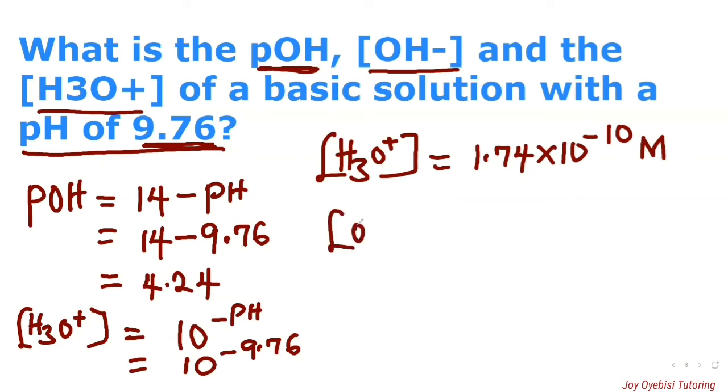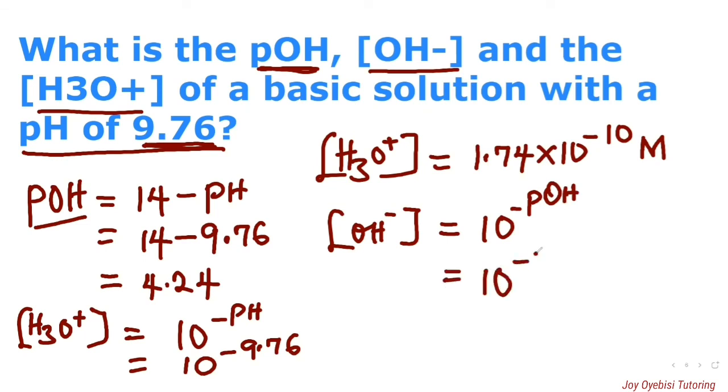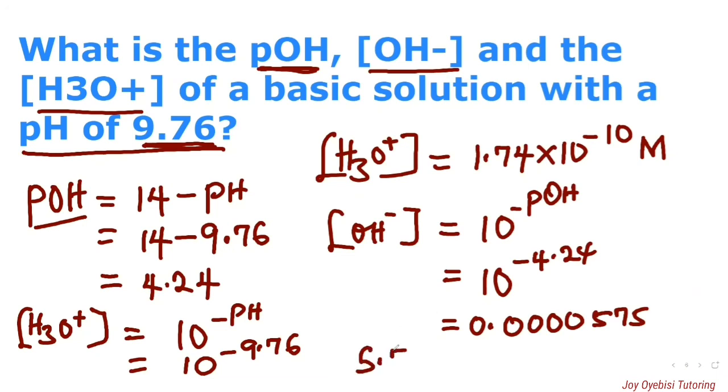Now, let's go ahead and solve for the hydroxide ion concentration. And this here has to go with pOH. So what I will have here would be 10 raised to power negative pOH. Therefore, I'll have 10 raised to power negative 4.24. This is going to give me 0.0000575, which I can as well turn to scientific notation, which is 5.75 times 10 raised to power negative 5 molar. Okay, so that would be the concentration of the hydroxide ion.